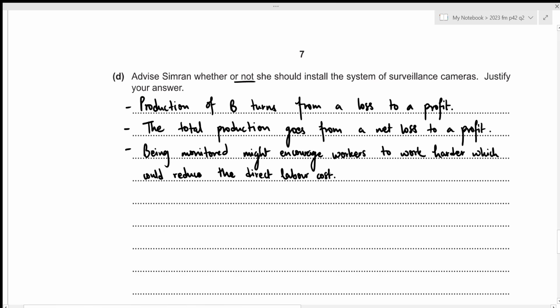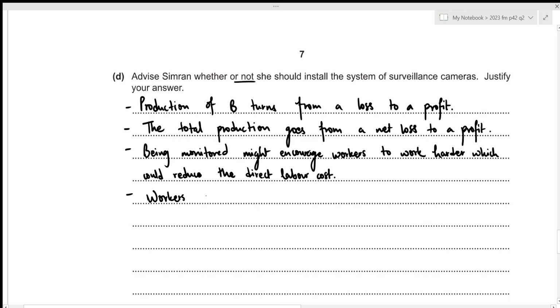The reduction in direct labor cost is due to the fact that the workers are more encouraged, which means that they might accomplish a greater number of works within lower amount of time. So we have to pay less to the workers. Okay, the next thing that we can write down is that the workers might also feel demotivated due to being constantly watched. Let's write it down.